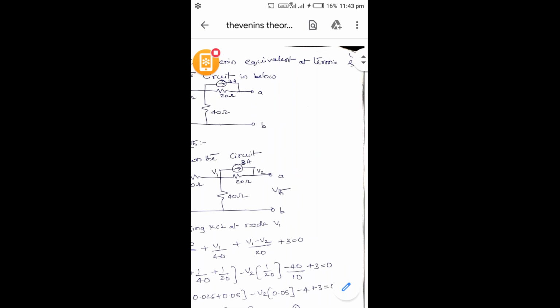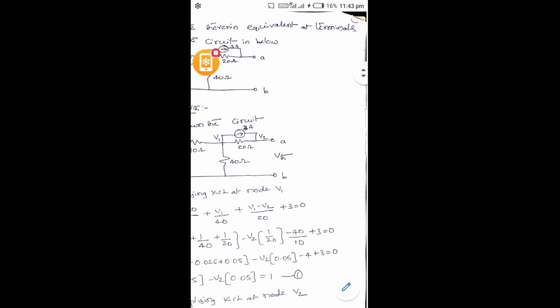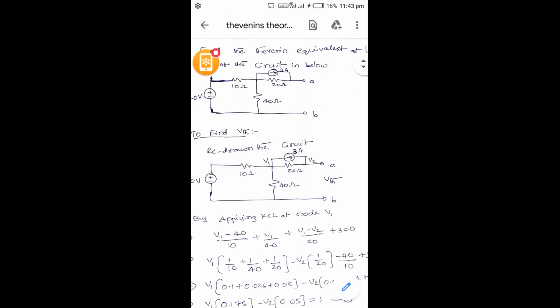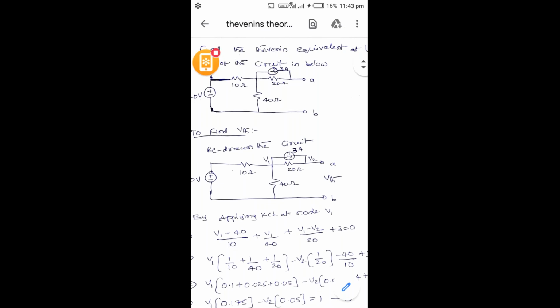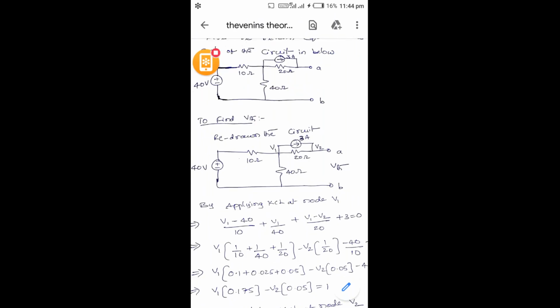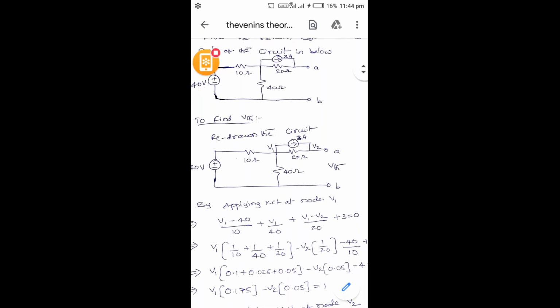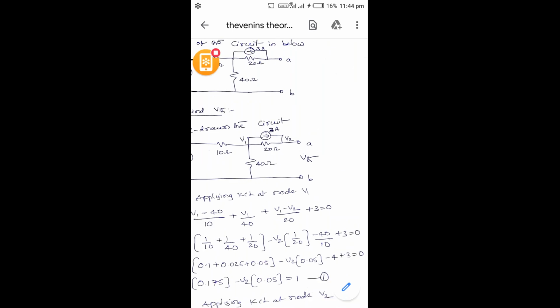Now in the V1 condition, adding the three values, V1 becomes 0.175 V1, and V2 minus 0.05 V2, and minus 4 plus 3 becomes minus 1. Moving the minus 1 to the right-hand side gives plus 1. So this is equation 1.